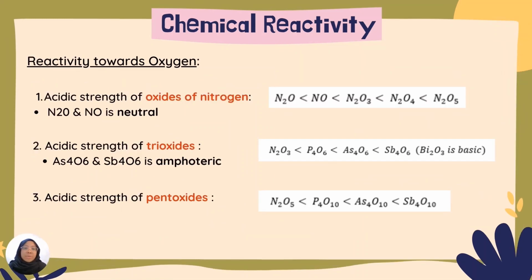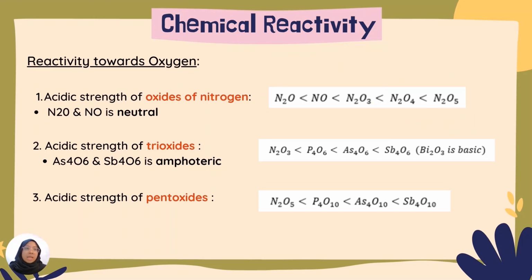So let us try to arrange these oxides in the order of increasing acidic strength. So the first one, acidic strength of oxides of nitrogen. N2O and NO are neutral in nature. So following what I explained just now, when you compare the oxides of the same element, the higher the oxidation state, the higher the acidic strength. So that is why N2O5 is higher than N2O4.